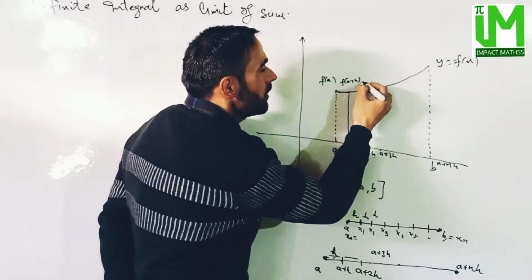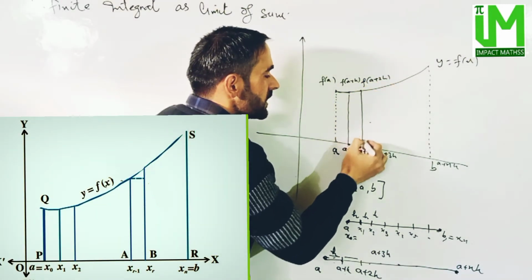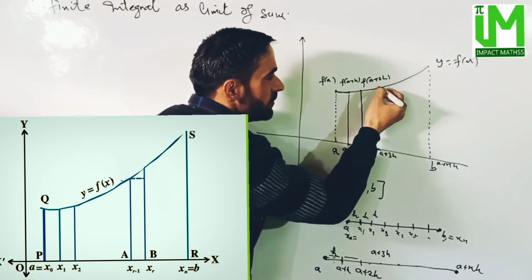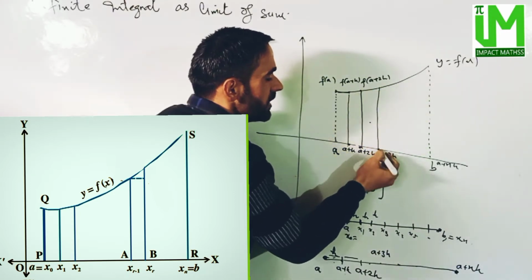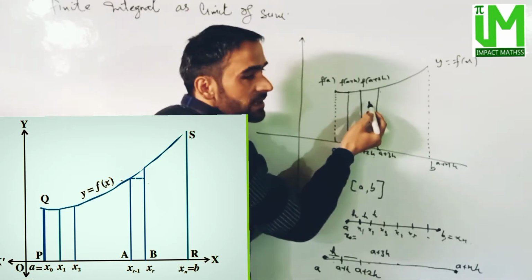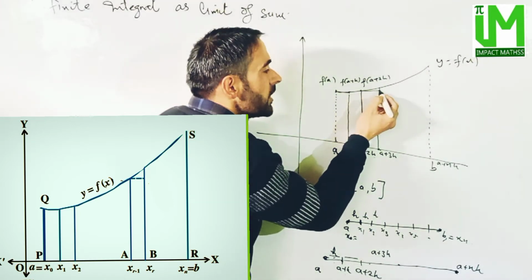Image of f of a plus 2h. Again we will join this as a rectangle. Here f of a plus 3h, image here of f of a plus 3h. Okay, another rectangle. We will write like this.